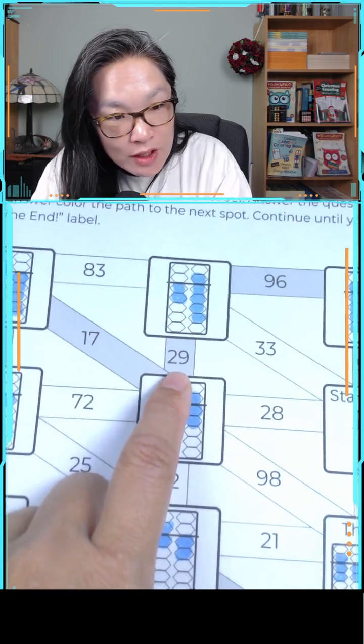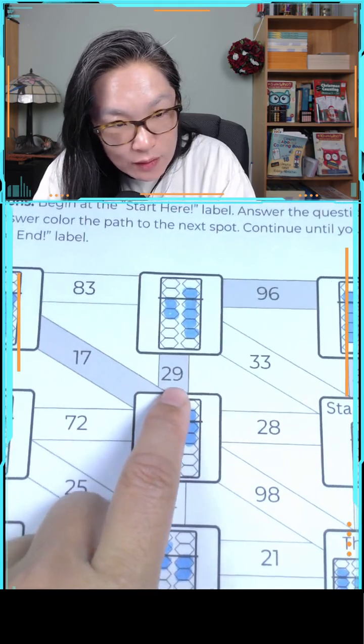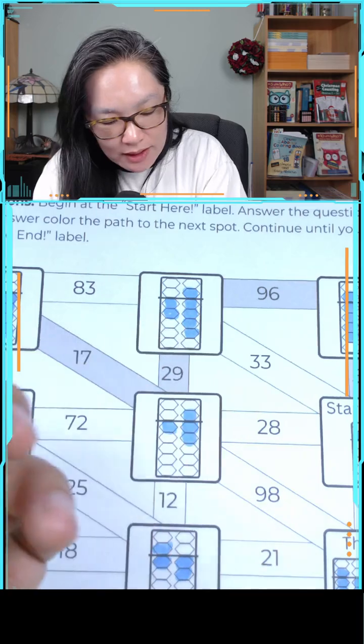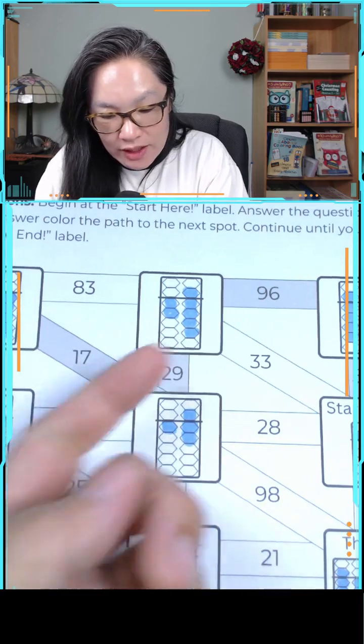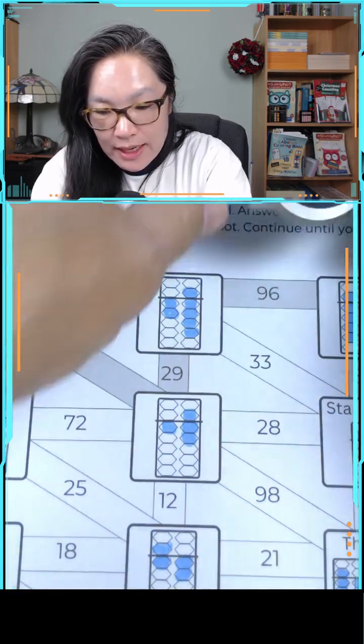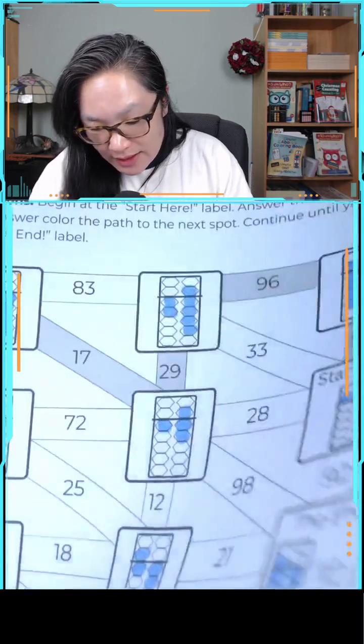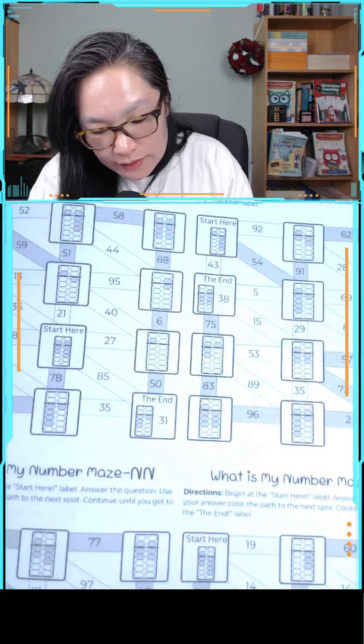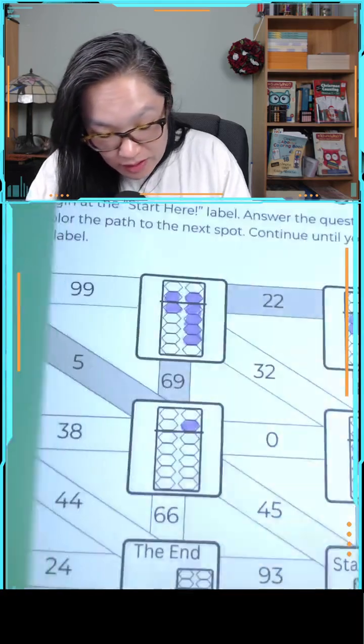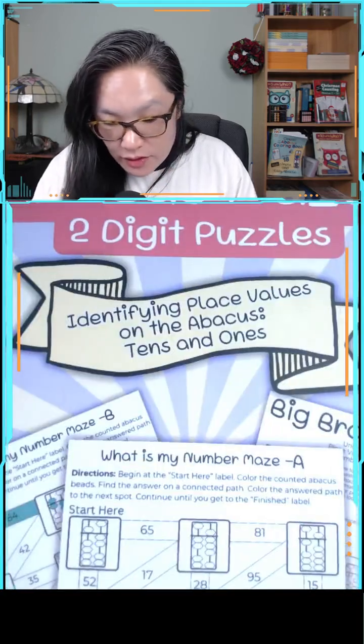So this one is, if this is 29, your job is to color in what the abacus is. So here I colored in 20 and I colored in the 9. So that's what this is, and you have the answers in the back of the book. I think that's the feature, answers in the back of the book.